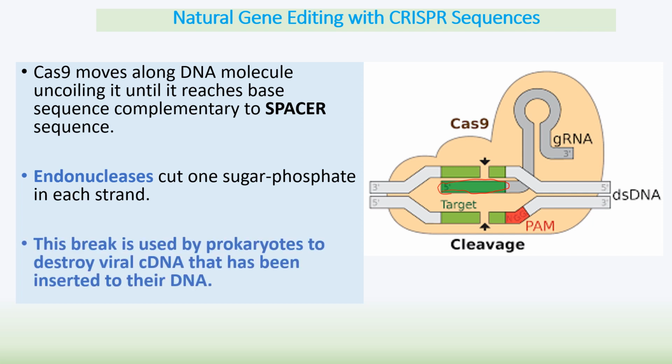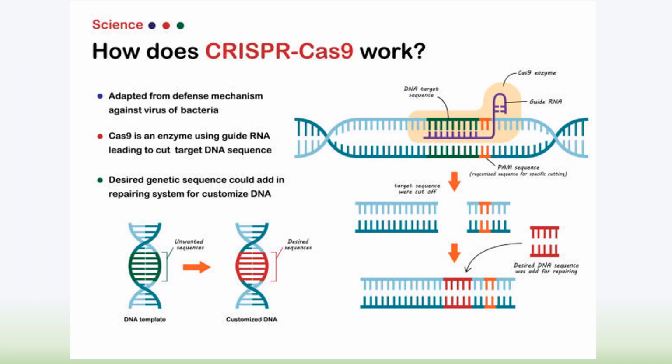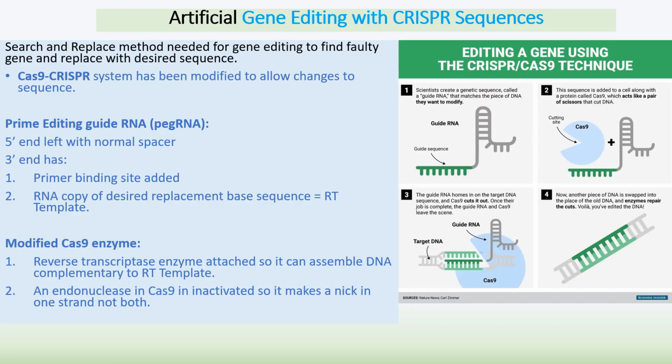And this break is then used for different reasons. It's used by prokaryotes to destroy viral DNA that has been inserted into their DNA. We can manipulate it to identify and cut out parts of DNA that we want. So here you can see a different version of that. We take our DNA, we can cut out the unwanted sequence, and we can use it to insert new sequences if needed. So how can we actually use this then to our benefit?